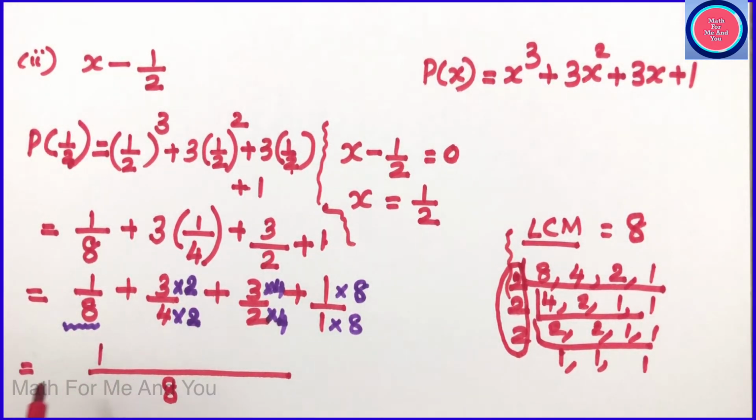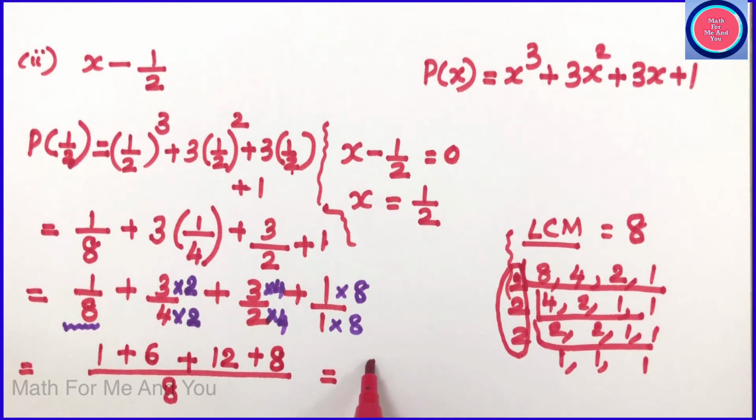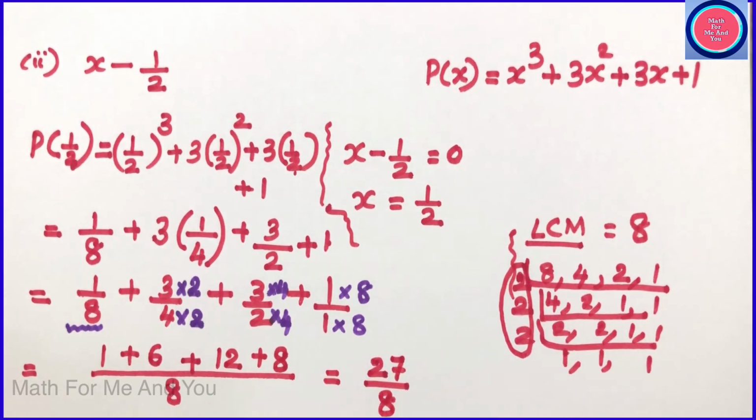It's easy now. First numerator is 1. Second is 3 times 2, 6. Third numerator is 3 times 4, 12. And the last one is 1 times 8, 8. Get the total. 6 plus 1, 7. Plus 12 plus 8 is 27. Over 8. See, we are getting the value. When we substitute the x value in the polynomial, we get a number or answer, and that is the remainder when we divide with x minus 1 over 2.